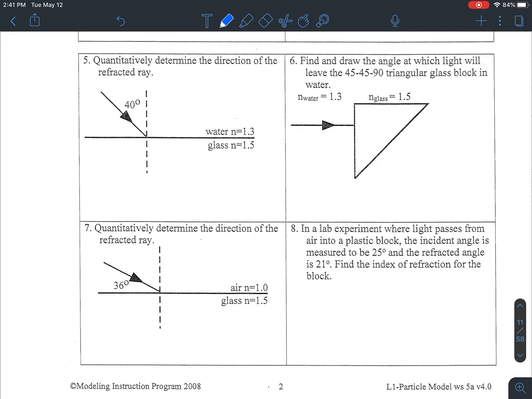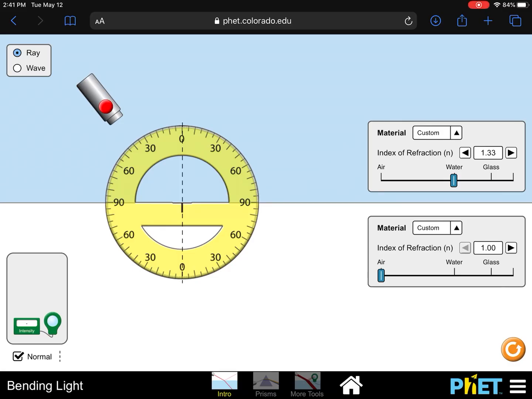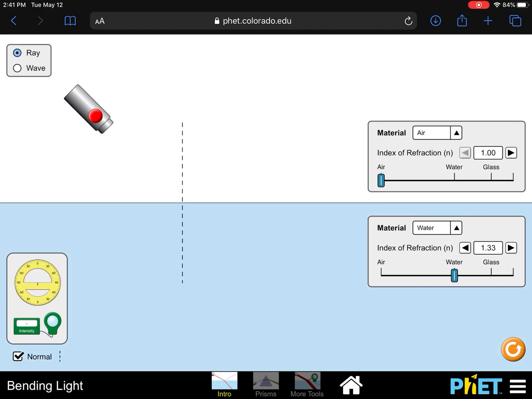So before we get through the ones that you see on the screen now, we're going to go to a PhET simulation. There is a PhET simulation linked in Schoology for you to look at. Here, I have to set it back to original settings. So we have a laser, right? You can turn the laser on. We have our two surfaces, our two materials, air and water, you can see on the right hand side.